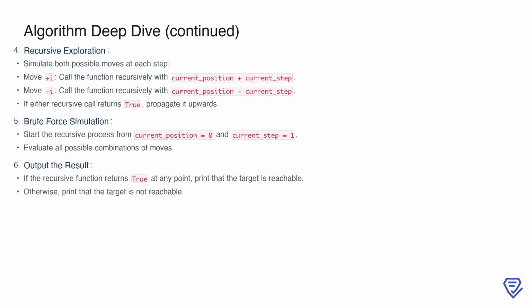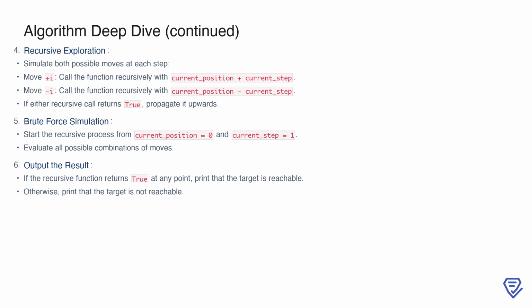The recursive process continues by exploring both possible moves at each step. This means we simulate moving to the right by adding the current step to the position, and we simulate moving to the left by subtracting the current step. For each of these moves, we call the recursive function again, passing the updated position and incrementing the step. If either of these recursive calls eventually returns true, it signals that the target is reachable, and this result propagates back up the recursion chain.